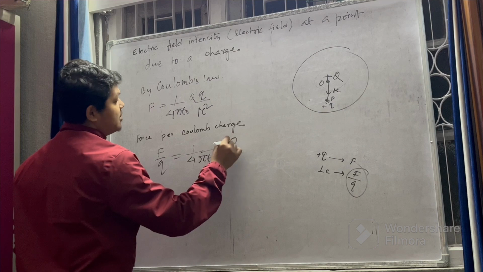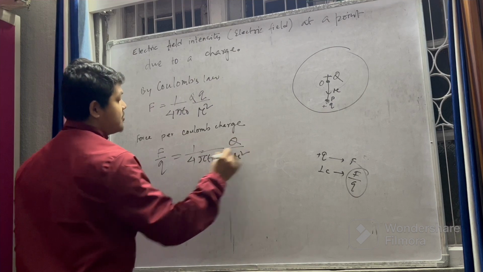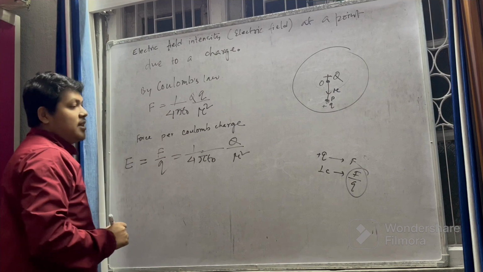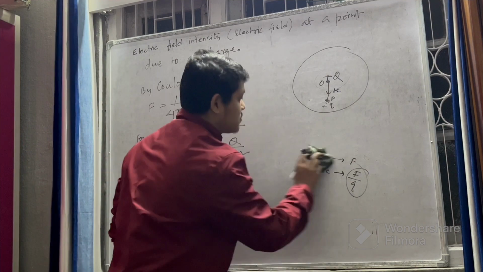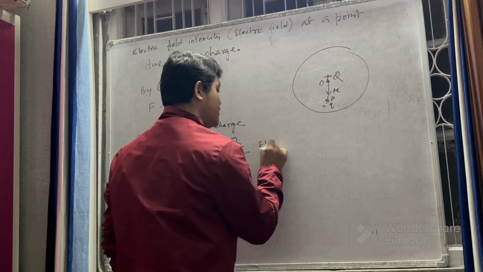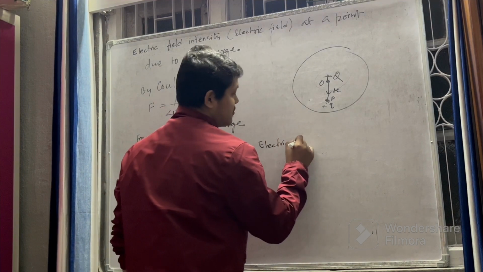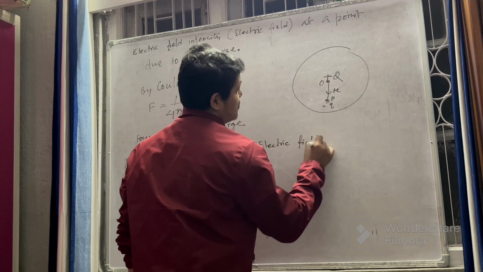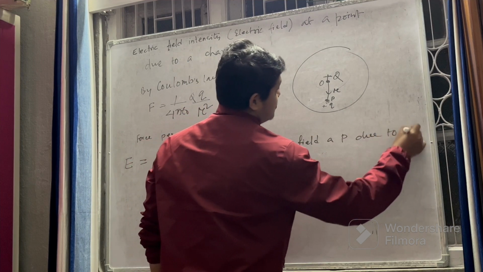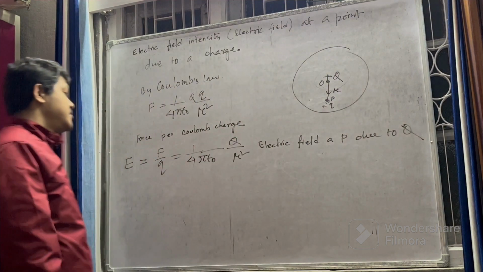Then only capital Q by r square is left. This is nothing but the electric field. This is the electric field at P due to capital Q, right?